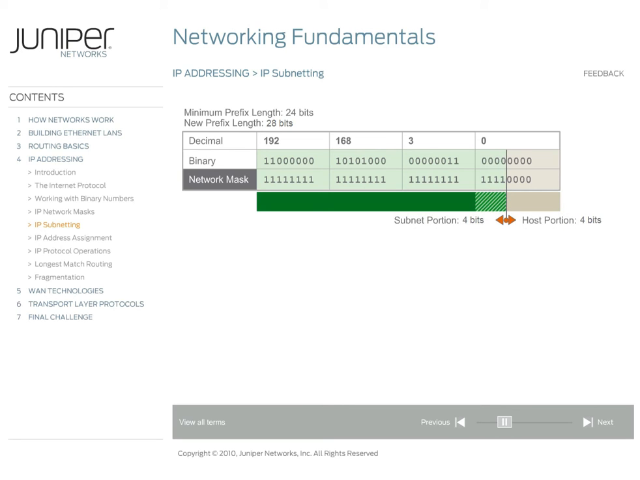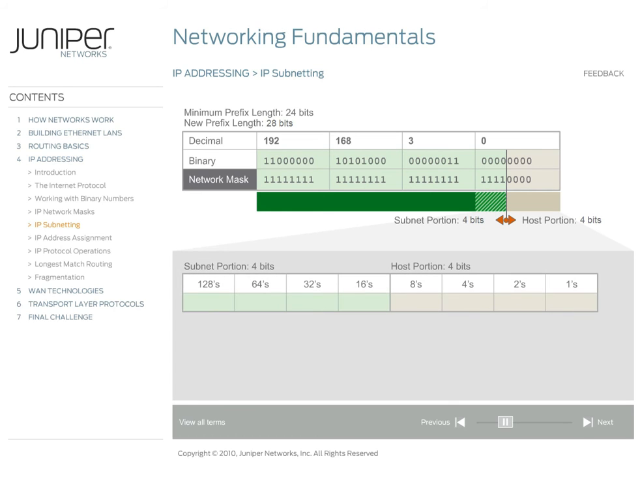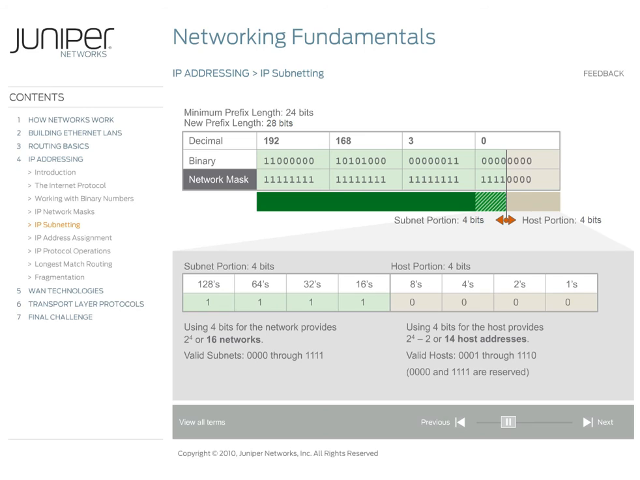Now let's take a look at how you would actually calculate the number of networks and number of hosts within a network. Let's use our power of 2's table again to help us complete the calculation. First, we'll divide the 8 bits of the last octet in half, allocating 4 bits for network bits and 4 bits for host bits. Using 4 bits for network bits allows for 2 to the 4th, or 16 different networks. That's each binary number between 0000 through 1111. Using 4 bits for the host bits allows for 14 different hosts.